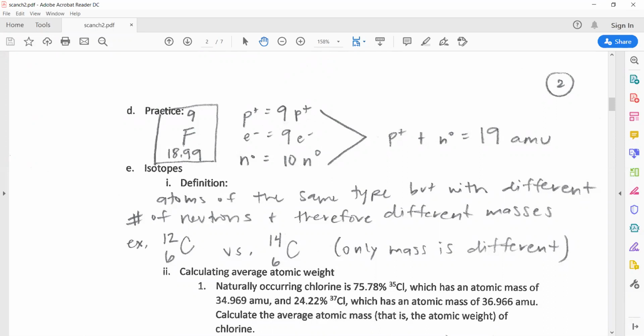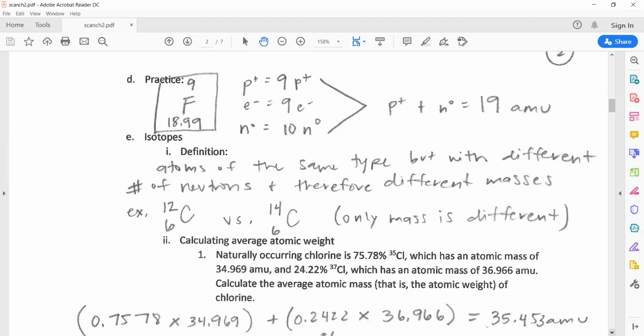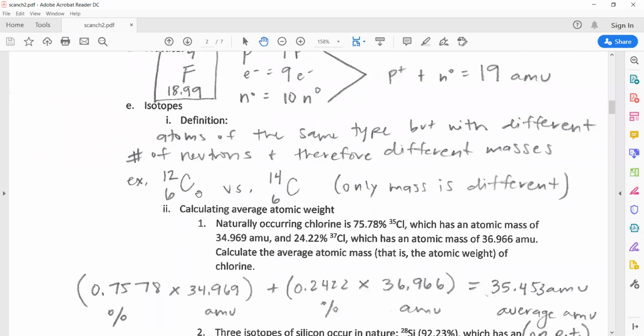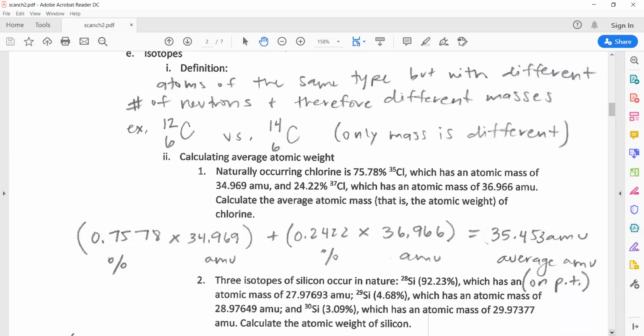Isotopes are where you have different versions of the same atom. So for example, you can have multiple carbon atoms found in nature. They all have 6 protons. That can't change. But their masses are different. Their mass is different because they have a different number of neutrons. And we'll see an example. So carbon 12 and carbon 14, they differ by 2 neutrons.